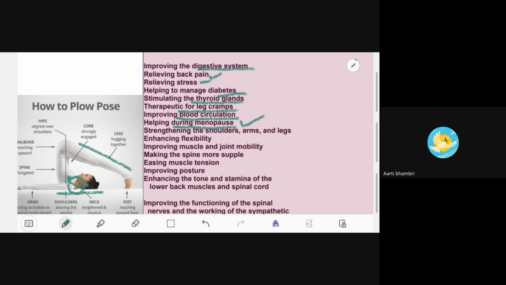Okay, strengthening the shoulders, arms, legs. What happens during the menopause when the hot flashes are there? The hormonal imbalance is not able to be taken by a woman's body, because lots of hormonal changes are going on, not one or two. So that is why, to manage all those hormonal changes, we really need to tell the women who are nearing the menopause or during the menopause, even after.